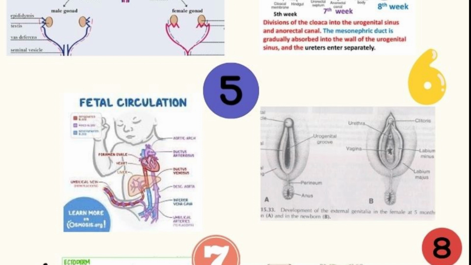The next image is a USMLE favorite. The embryonic structure that contains the genital ridge: the genital ridge gives rise to the ovary in females and testis in males, whereas genital swellings give rise to labia majora in females and scrotum in males. Genital folds give rise to labia minora and the ventral aspect of the penis, whereas the genital tubercle gives rise to the clitoris and glans penis in males. So this is important. The ridge, swelling, fold, and tubercle give rise to different structures in male and female.